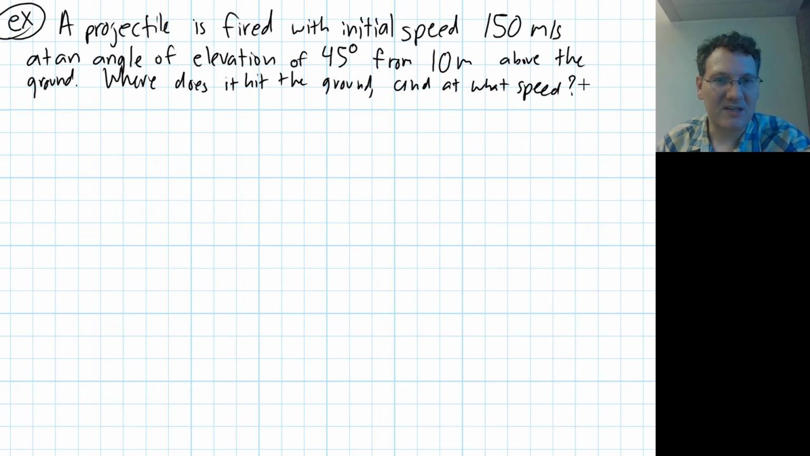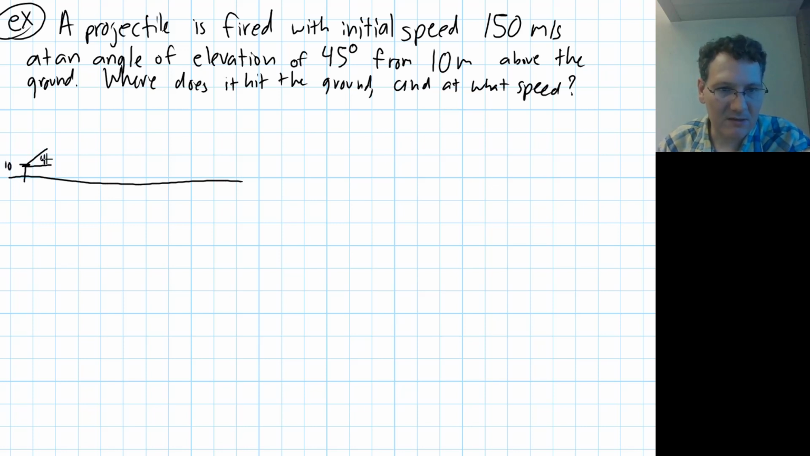Okay, suppose a projectile is fired with an initial speed of 150 meters per second at an angle of elevation of 45 degrees from 10 meters above the ground. So I'm going to draw a little, that's 10 meters above, 45 degrees. This is kind of the path that it takes.